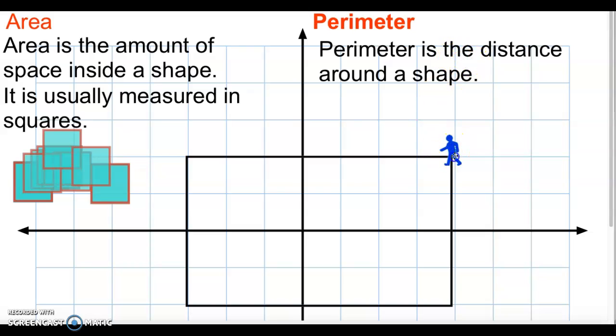Perimeter is the distance around it. So picture this person walking all around the block, and you want to find the distance all around it. You would add 7 plus 4 plus 7 plus 4, and that would be the answer you would get for perimeter in units.